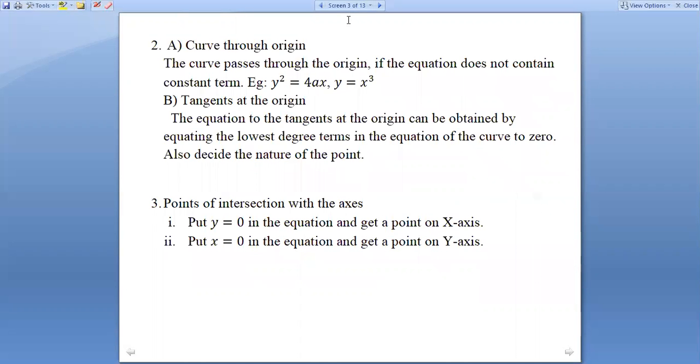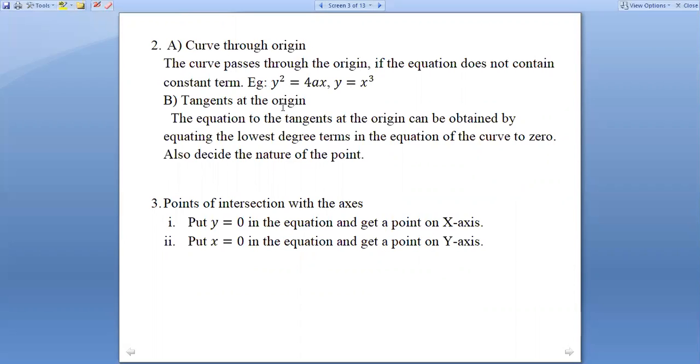Next thing is curve passing through the origin. So if a curve passes through the origin, then the equation does not contain any constant term. So these are the examples. These curves pass through the origin because they do not have a constant.